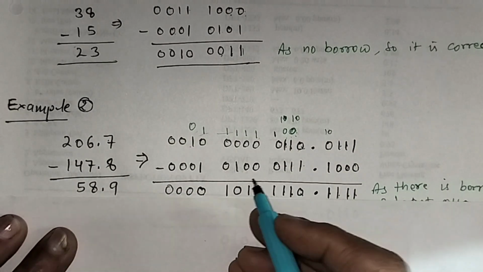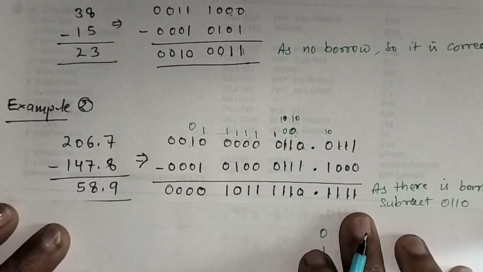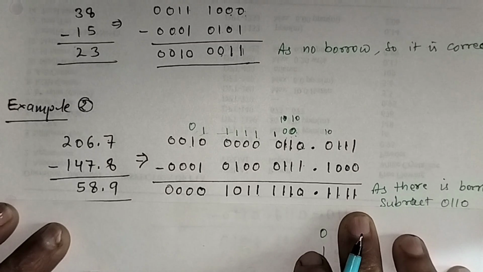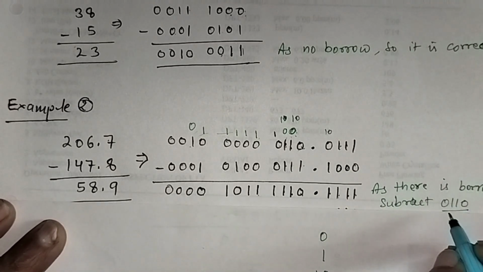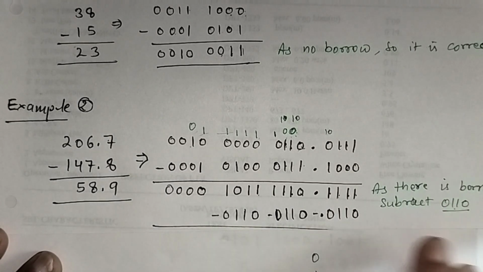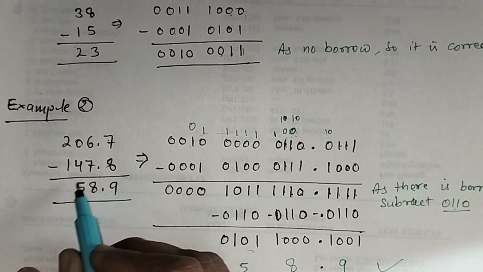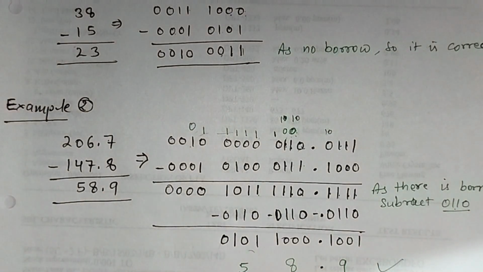We can see here that we have borrowed from each next higher group for each group, and also these codes are illegal states. So we have to make corrections by subtracting 0 1 1 0 from each group, means it is 6. So when we subtract 6 from each group, after subtracting, we will get this. We can see here that this is equal to 5, this is equal to 8, and this is equal to 9. This is the same number as in the decimal subtraction. So this is the correct answer.